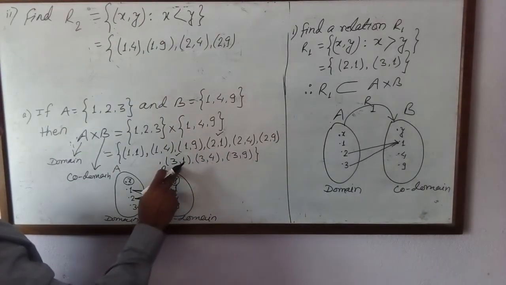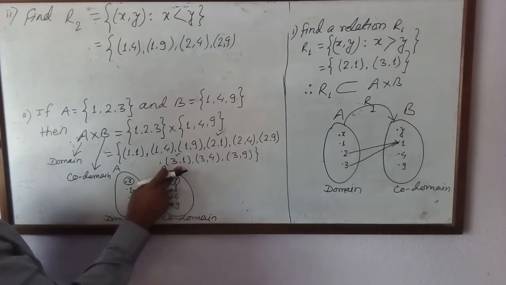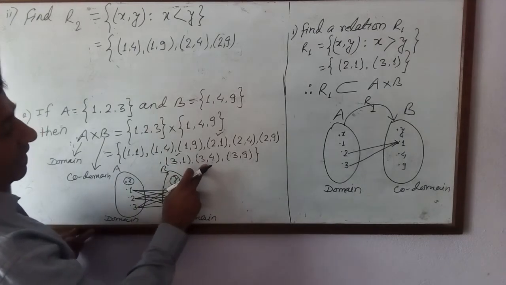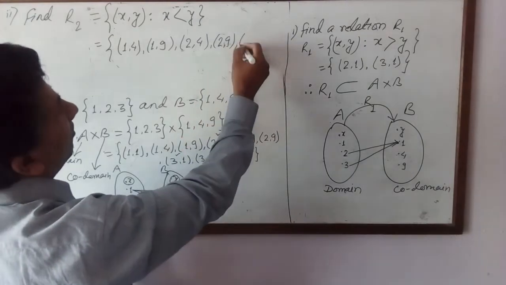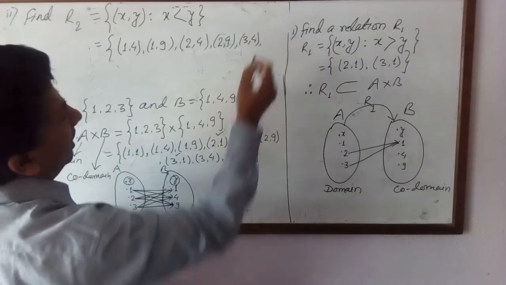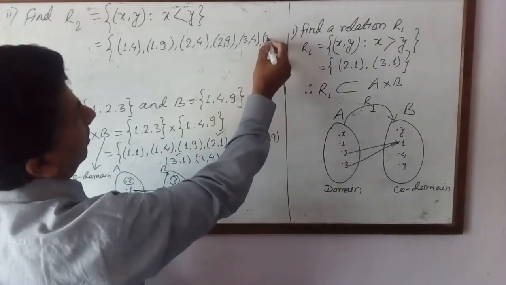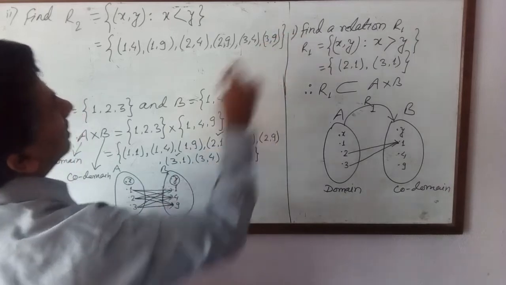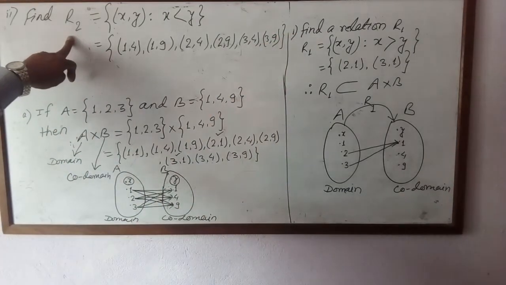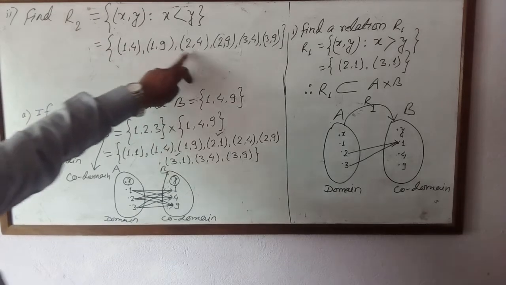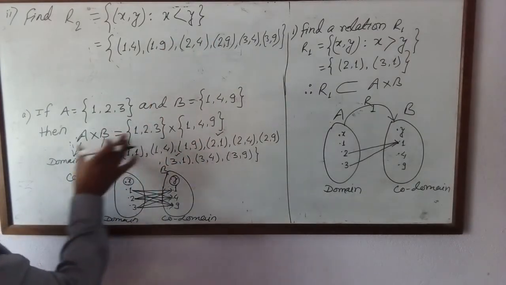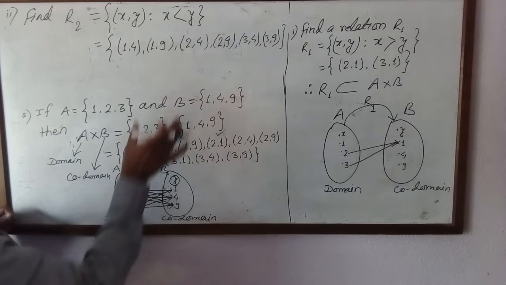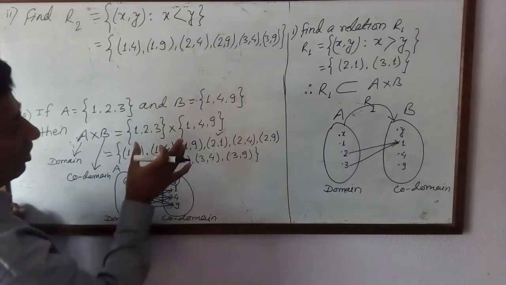Next one is 3, 1. In this 3, 1 ordered pair, 3 is X, greater than Y. We cannot take this one. This 3, 4. Yes, this we can take. 3 is smaller than Y, 4. That's why 3, 4 also we can take. Next one is 3, 9. Now this is the second relation R2 I have taken. Now this R2 contains 1, 2, 3, 4, 5, 6, 6 ordered pairs. These 6 ordered pairs we also took from A cross B. This is also part of this A cross B. Now these 6 ordered pairs are also here in A cross B.